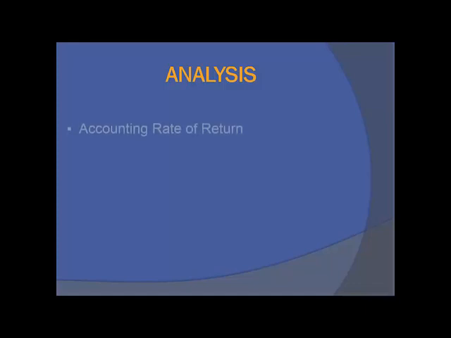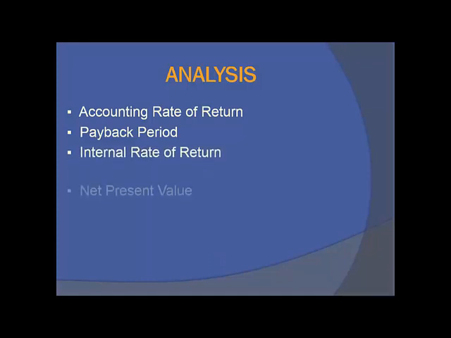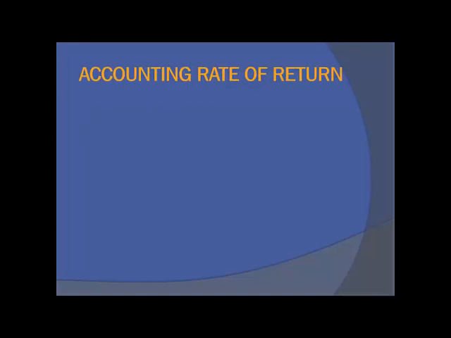So we want to analyze everything. There are tools that can be used in managerial accounting: the accounting rate of return, the payback period, the internal rate of return, the net present value, and profitability index. So looking at each one individually, this will not give a guided example. It's just going to give an overview of the different methods.